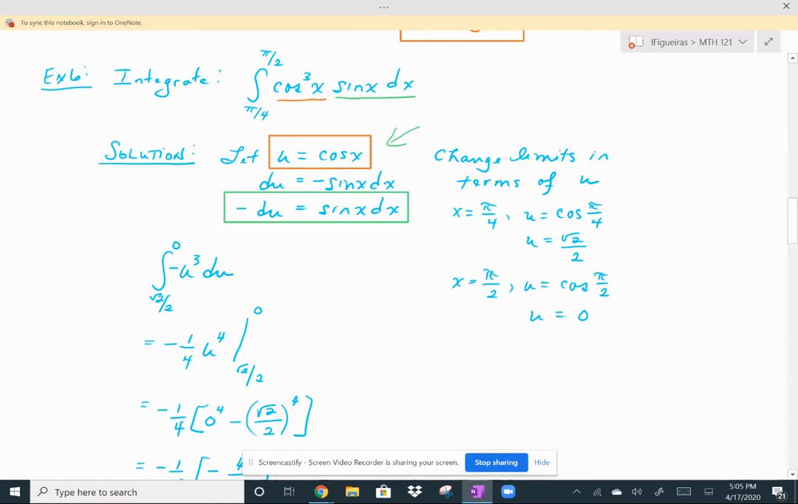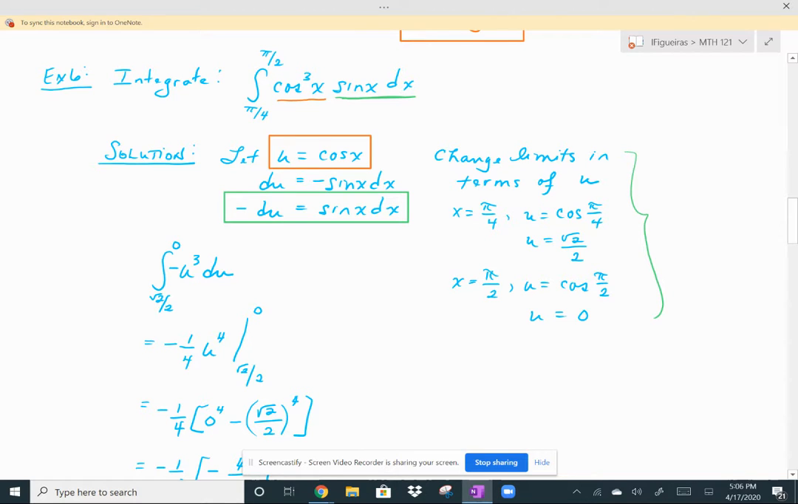So when I take my differential on both sides, you get that du is negative sine of x dx. But I don't have a negative sine of x dx. I have sine of x dx, which is what you see here. So the way to get rid of the negative is to multiply both sides by -1. So negative du will substitute in for sine of x dx. Now, this time I'm going to change my limits in terms of u so that I don't have to substitute back later. And that's what I'm doing right here.